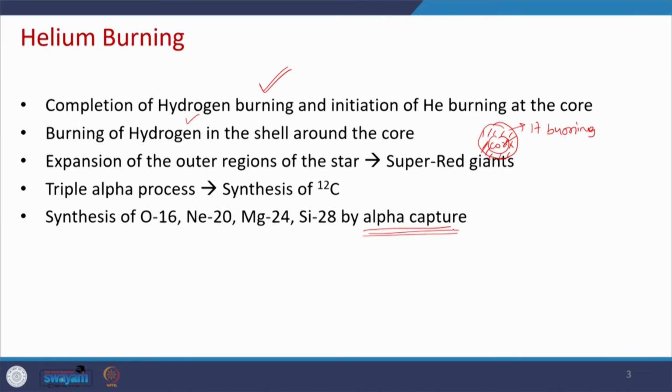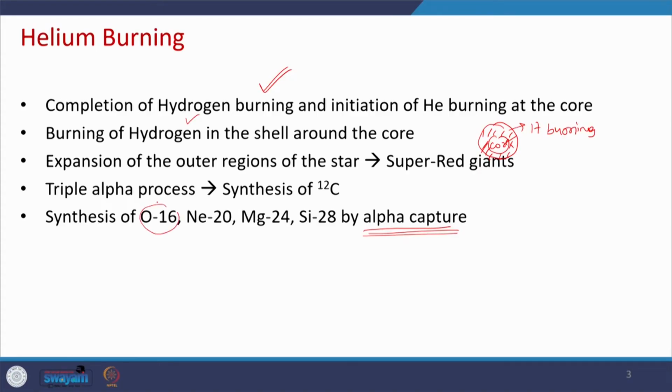Why are we discussing alpha capture? Because helium is the ash of hydrogen burning, and in the core you have helium. Only helium? Yes, 98 to 99% helium is there. The remaining, I will discuss later, what is happening to the remaining percentage by mass.